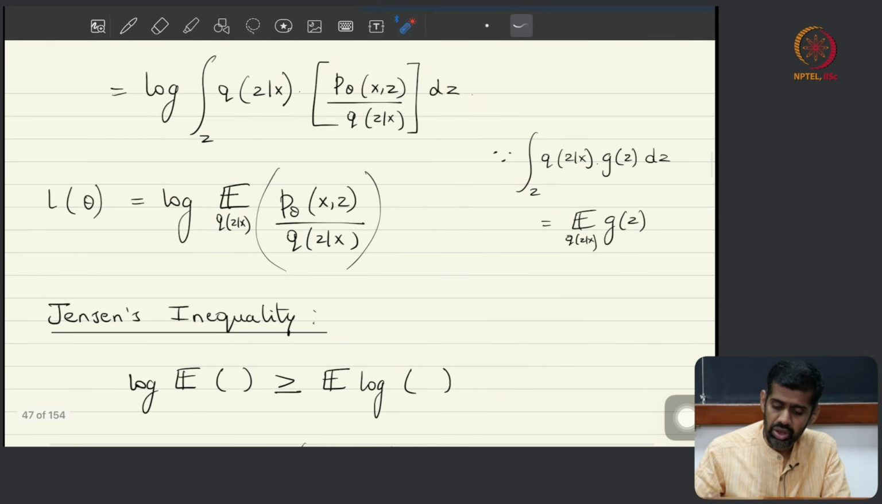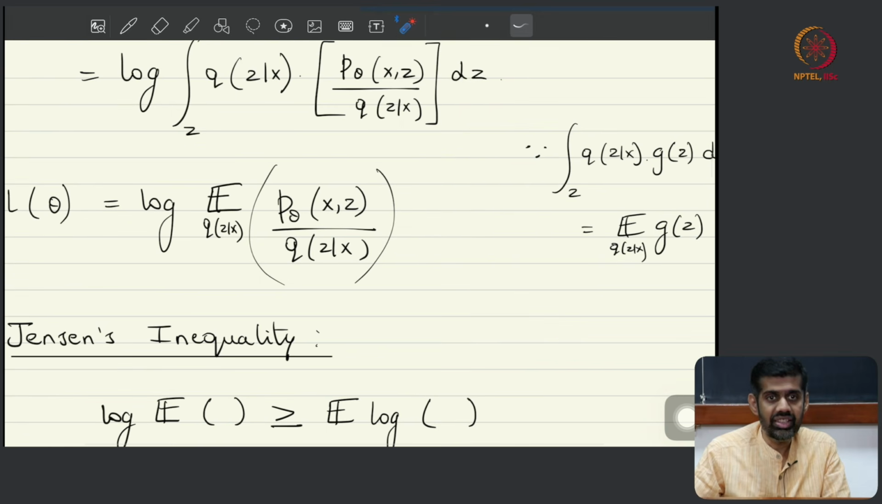Now, what is our go-to weapon in this entire course? Whenever we see an expectation, we try to estimate it using sample averages. But here we do not have an expectation, we have a log of an expectation, and that is difficult to estimate. So, now somehow we have to push the expectation outside of the logarithm. Can we do that?